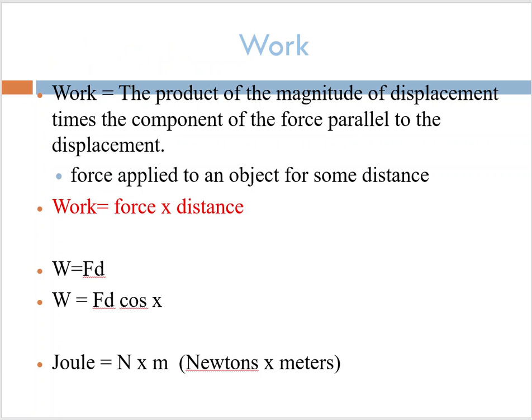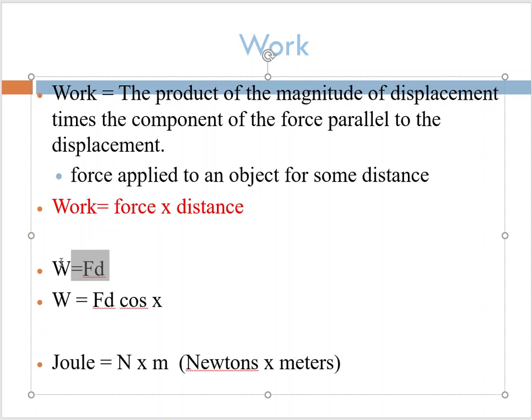Work is the magnitude of the displacement times the component of the force parallel to the displacement. What this really comes down to is force applied to an object for some distance. Work equals the product of the displacement, so that's basically the distance it traveled, and then the parallel force. So work equals force times distance. And right here would be our equation with just the letters.